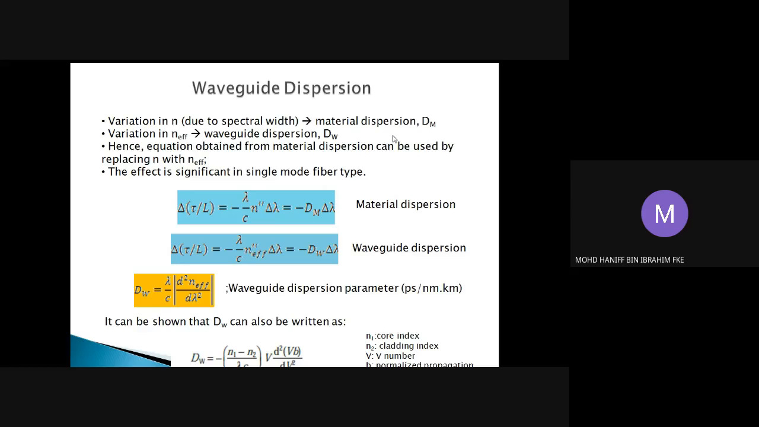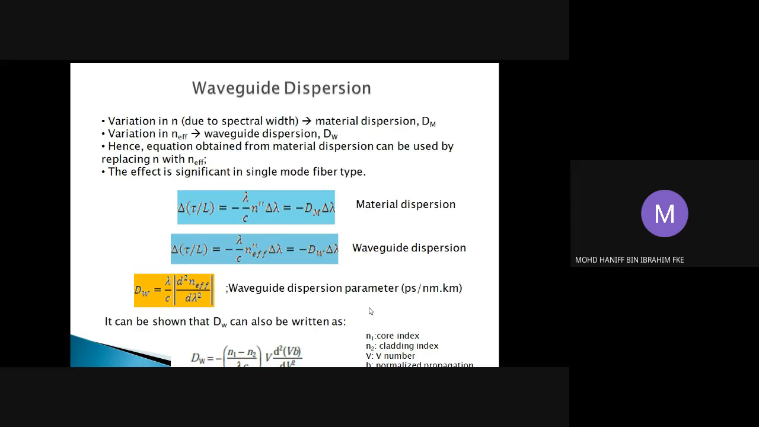We have DM, which is material dispersion, and DW for waveguide dispersion. The equation for DW should be the same as what we saw before for material dispersion. The only change is replacing n with n effective. These are the parameters used to calculate DW: the core index n1, clad index n2, the wavelength lambda, the V number, and also b, which is the normalized propagation constant.